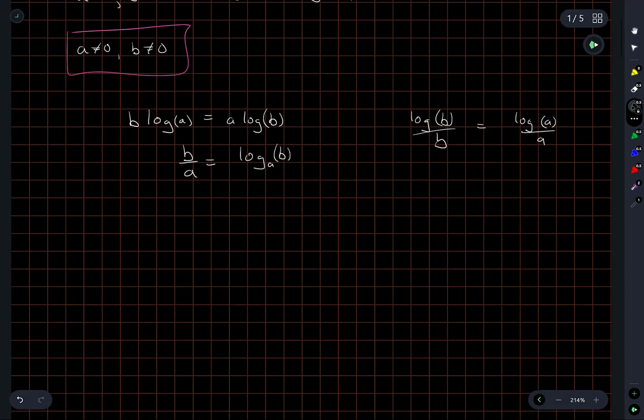Maybe what I want to do now, because I have an expression in terms of only b and an expression in terms of only a, is look at this function. So I'm going to define this function f of x equals log x divided by x. What I'm trying to do is find two different values of x where this thing is equal. If I have two different values of x where this is equal, then I have a solution for different values of a and b.